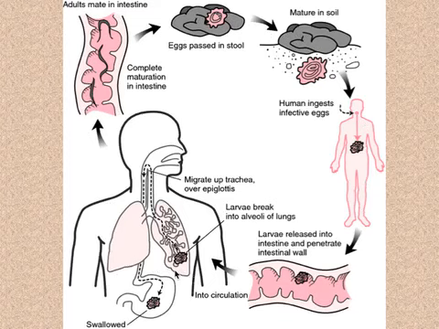Probably the most interesting fact is that they do crawl up to the lungs, and then they crawl up the throat where we cough them, or where we swallow them back down into the stomach.